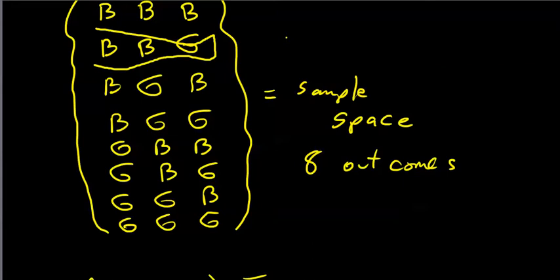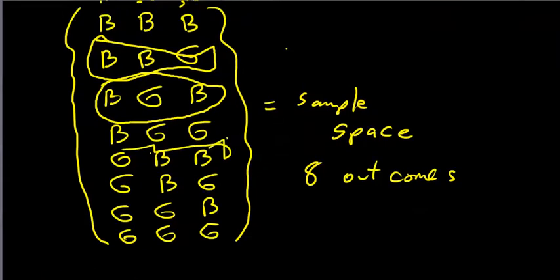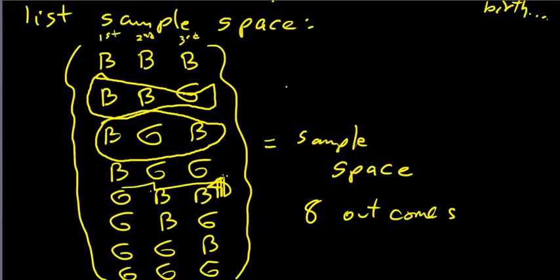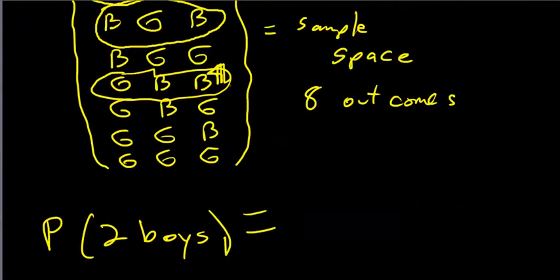There's one. Boy, boy, girl. That has 2 boys. Boy, girl, boy. That has exactly 2 boys. And this outcome. That has 2 boys. So we'll have boy, boy, girl, boy, girl, boy, and girl, boy, boy. And I believe those are the only outcomes in this list that have exactly 2 boys.